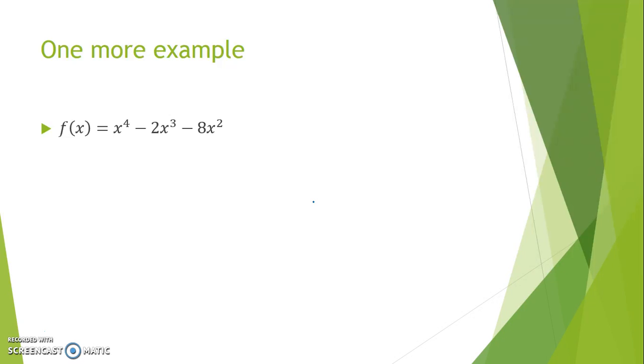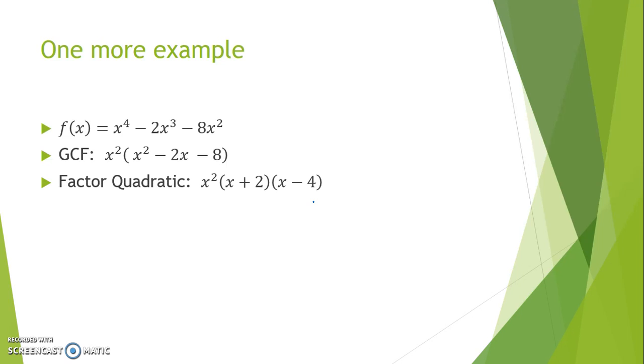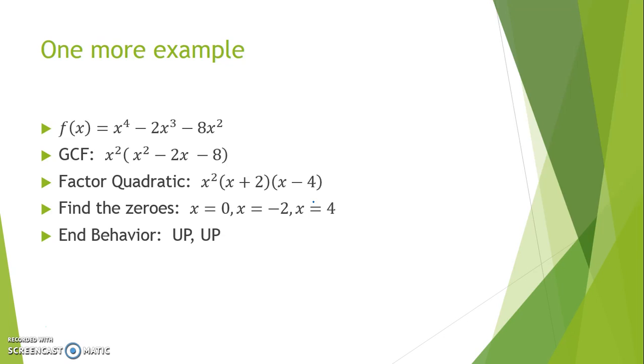So we get f of x equals x to the fourth minus 2x to the third minus 8x squared. Okay, we factor out x squared. We factor our quadratic leftover. So our zeros are x equals 0, x equals -2, and x equals 4. And our end behavior, because our leading coefficient is x to the fourth, positive leading coefficient, even degree means up, up. Okay, now let's look at the graph.